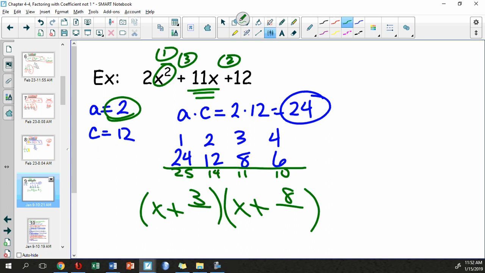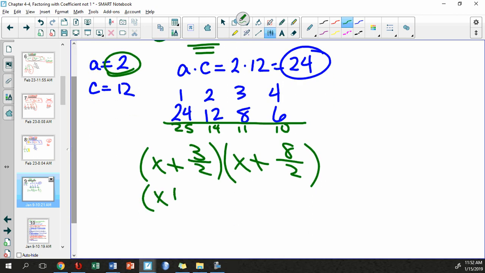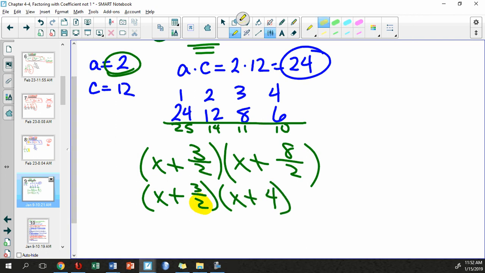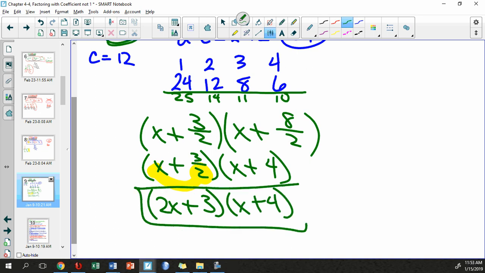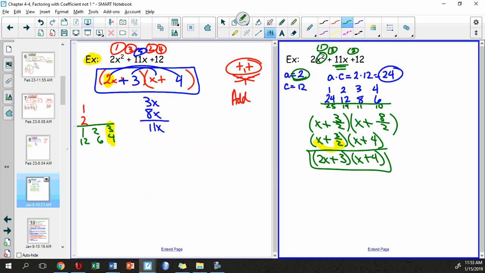What is A? 2. So x plus 3 over 2 times x plus 4. This 2 is going to come out in front. And that's going to be a 2x plus a 3 times an x plus a 4. Same exact problem, done 2 different ways. In my opinion, the first method is easier. The second method is more involved.